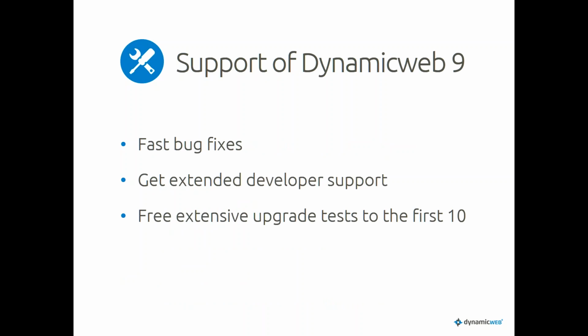And then of course we have the support of Dynamicweb 9. This is a brand new release. We did a lot of testing and upgrade tests and so on, but of course you will find stuff that is not working as intended. And what we promise you is even faster bug fixes than we do today. You can also get extended developer support, meaning that you will get help from the development department directly to fix some of the issues you encounter if you upgrade custom solutions and so on. And we will also help with template updates and so on, guide you in the right direction and fix things as we speak on the phone to get you up and running if you run into issues.